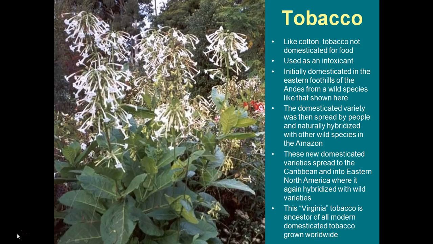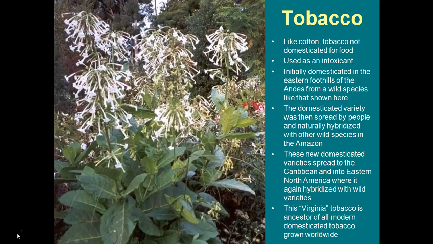Like cotton, tobacco was not domesticated for food. Rather, it was used as an intoxicant. It was initially domesticated in the eastern foothills of the Andes from a wild species like that one shown here. This domesticated variety was then spread by people throughout the Amazon, and then it naturally hybridized with other wild species within the Amazon. Then these new hybrid domesticate varieties spread to the Caribbean and into eastern North America, where it again hybridized with different wild varieties.